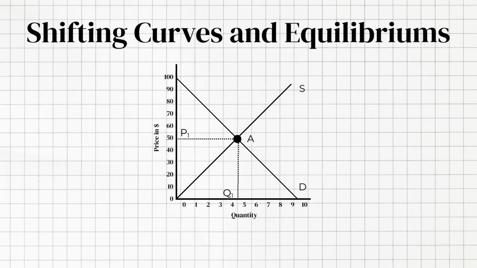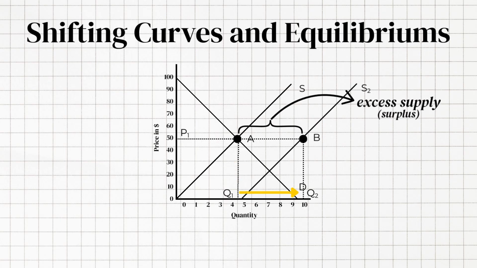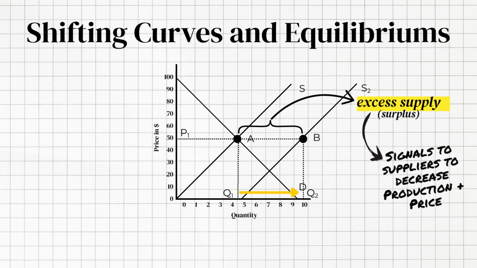When supply increases, the supply curve shifts to the right, and obviously the quantity increases. At the original price P1, there is now excess supply, or a surplus, which can be measured by the distance from A to B. This signals to the suppliers that the consumers don't value that good as much, and that will incentivize them to produce less, decreasing the cost of production, which will allow them to decrease the price down to settle at a new equilibrium at point C. So, the excess supply results in a higher equilibrium quantity at a lower equilibrium price.